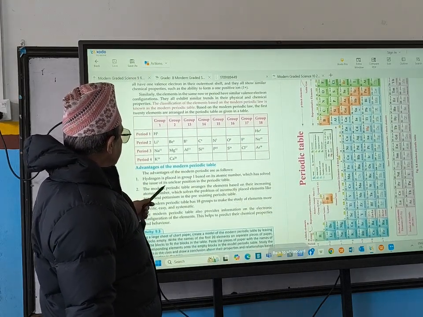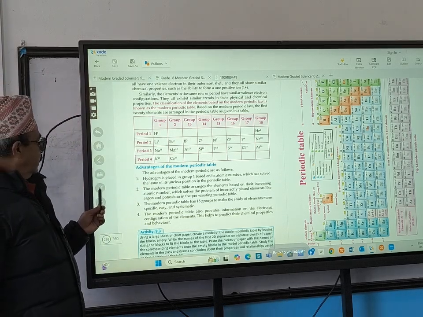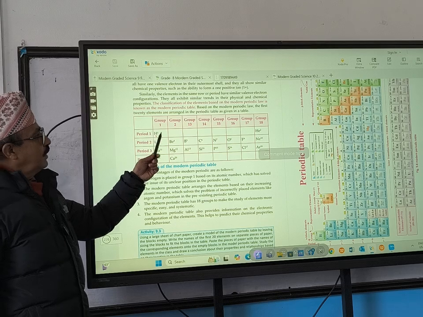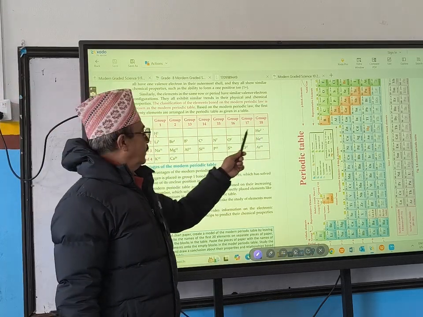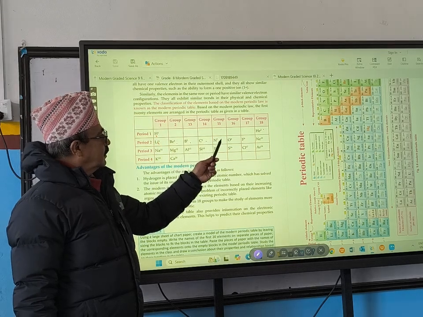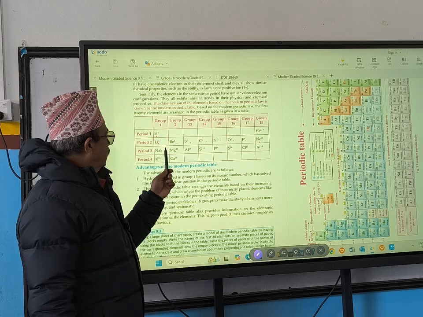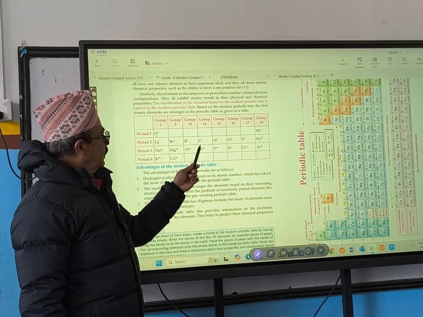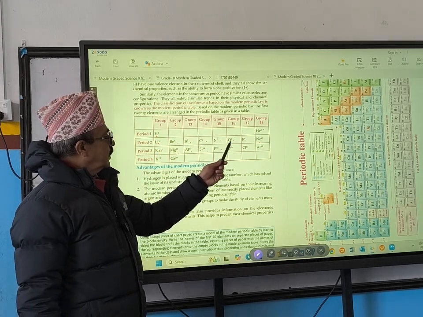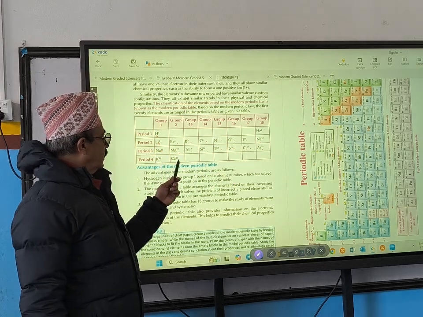So our first 20 elements are here. See here. Hydrogen, group 1. Group 18, helium. Lithium, beryllium, boron, chlorine, magnesium, aluminium, silicon, phosphorus, sulfur, chlorine, argon, potassium, calcium.